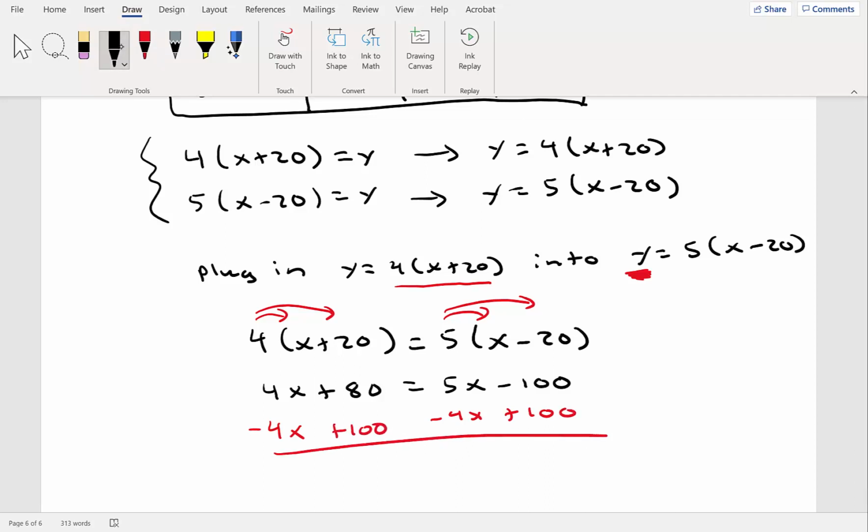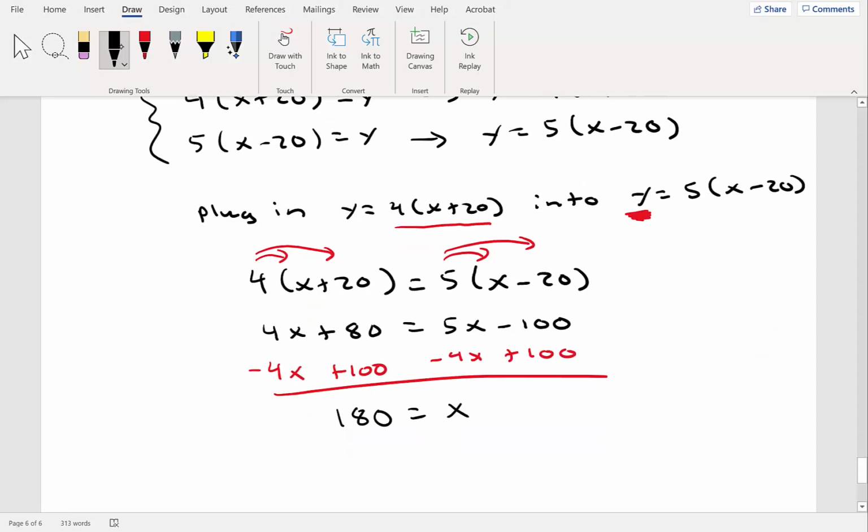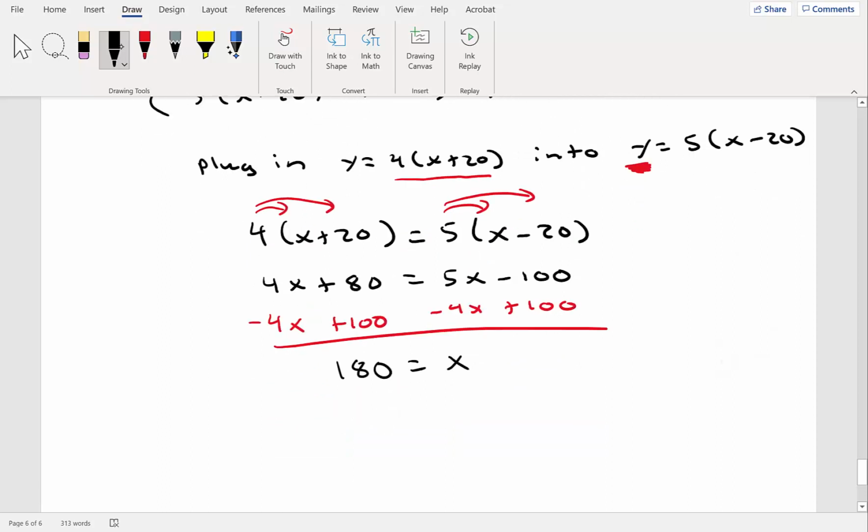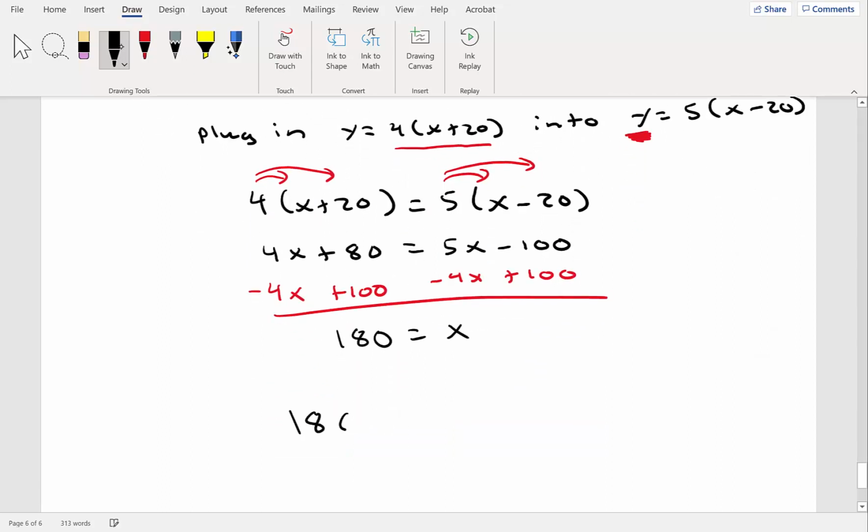Okay, so on the left hand side, the 4x and negative 4x cancels out. 80 plus 100 gives me 180. 5x minus 4x gives me x. Negative 100 and positive 100 cancels out. And now I have my x by itself. So the speed of the plane is 180 miles per hour.